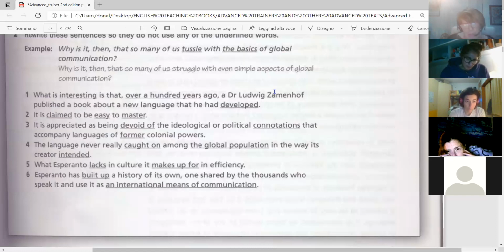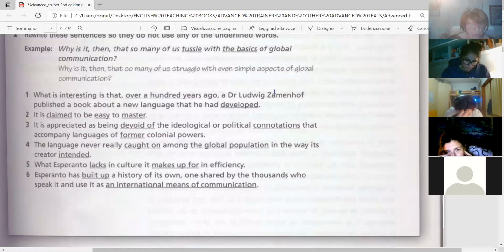Instead of the global population, you can say the people worldwide, because global population, so worldwide people. And what about intended? Instead of intended, in the way its creator thought. Thought, hoped, probably, yes, hoped. Good, good, very good. Okay, Mara?